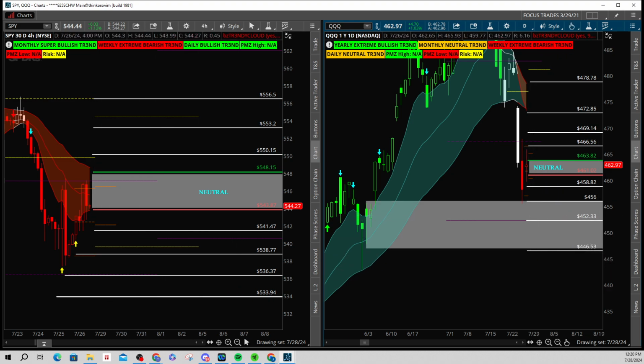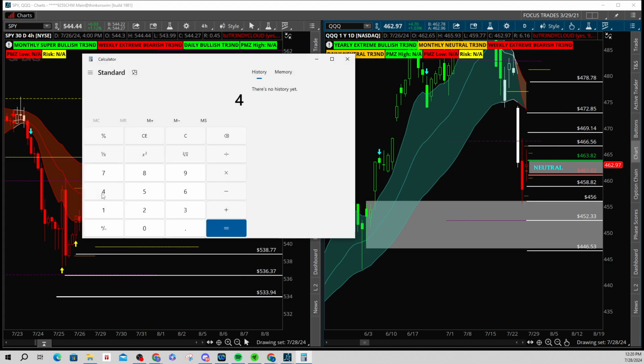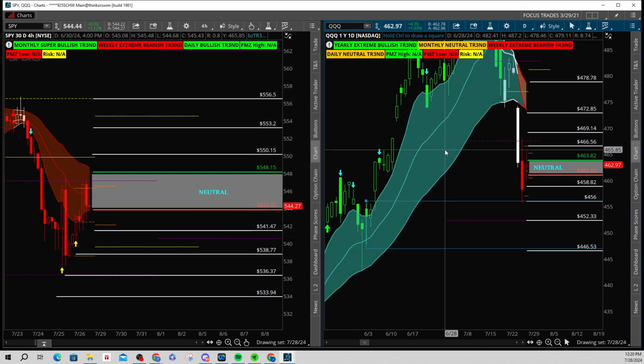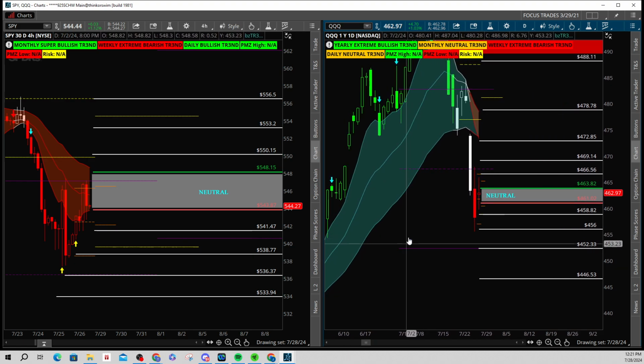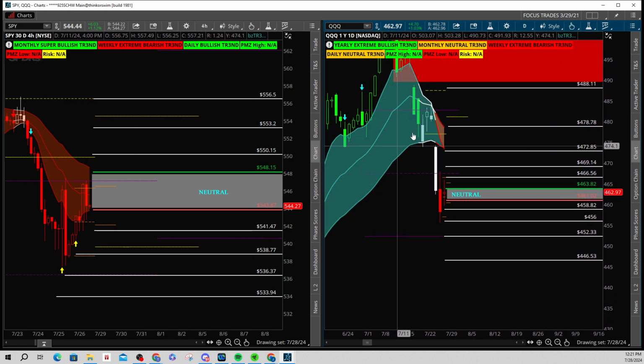So let's look at our numbers now. Okay, just for fun. 462.97 minus that last number down there, 446.53. 16.44. I can't make this up. So it's perfect. All right, guys, I really love these two blueprints. This is what we're going to use. And if you don't know how to trade the neutral strategy, please watch that video.